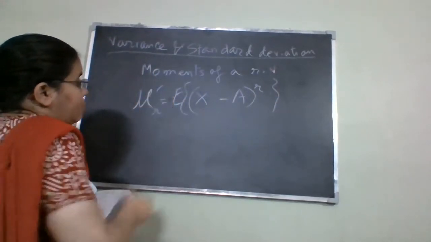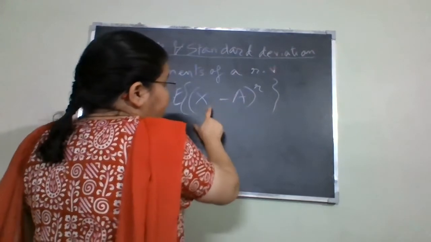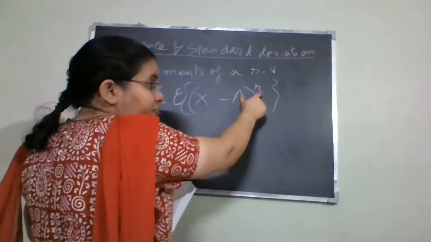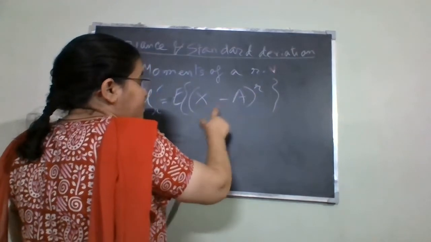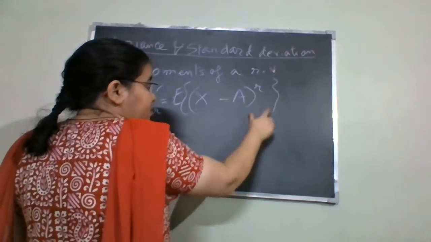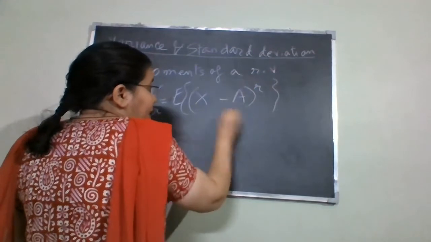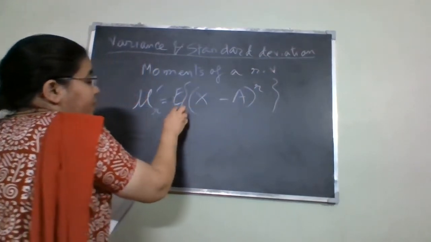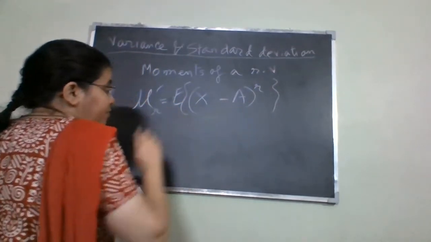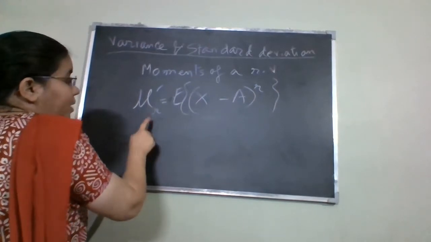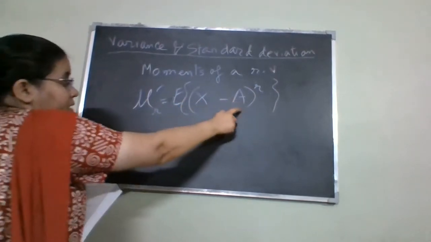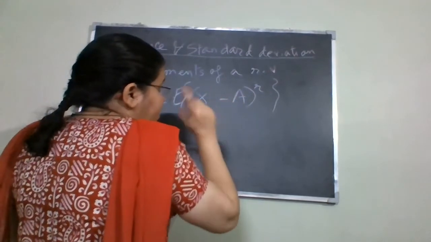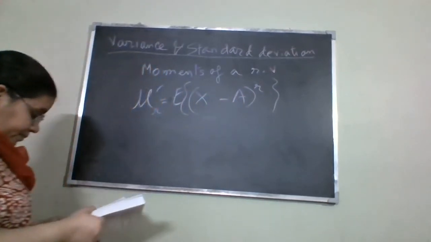Mu r dash is equal to the expectation of, first you find (X minus a) to the power of r. If r is 1, then (X minus a) to the power of 1, (X minus a) to the power of 2, (X minus a) to the power of 3, and so on. Whatever value you get, you find the expectation of that value. And this gives you the rth moment around this particular variable capital X.